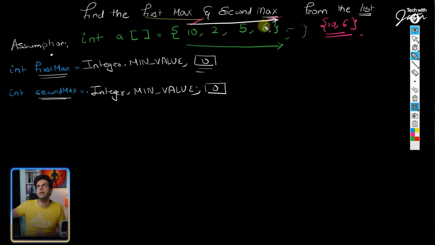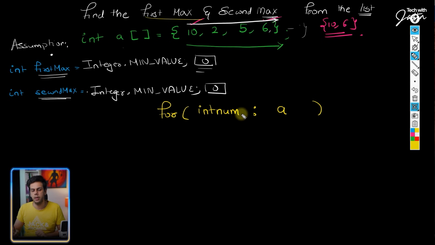Whenever I am going to traverse this particular array, I am going to use the for each loop. From this array, I'm going to get one by one all the values. So we are traversing this array. First time number is going to get 10. Second time it is going to get 2. Third time it is going to get 5. Fourth time it is going to get 6. In each of the iterations, I'm going to get these respective numbers.